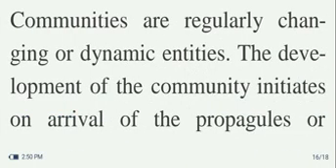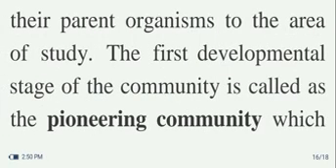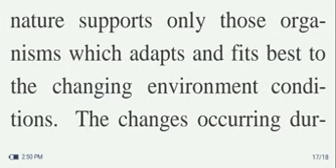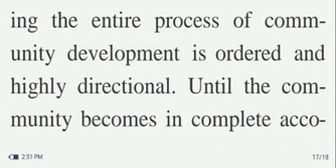Now let's have a summary. Communities are regularly changing, dynamic entities. The development of these communities initiates on arrival of the propagules or their parent organisms to the area of study. The first developmental stage of the community is called the pioneering community, which is made up of those few successfully survived and established organisms or their propagules. Nature supports only those organisms which adapt and fit best to the changing environmental conditions. The changes occurring during the entire process of community development are ordered and highly directional.